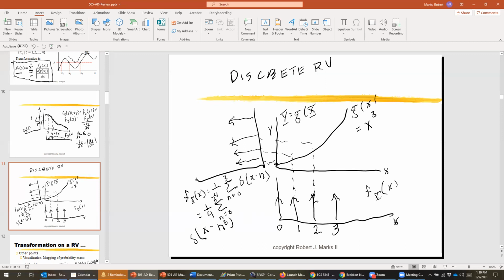So this will transform to 0. The 1 will transform to 1. The 2 will transform to 8. And the 3 will transform to 27. Clearly what I've drawn here is not to scale, but that's going to be the transformation. So the point is, for a discrete transformation, the answer is pretty straightforward. It just bounces directly off of the nonlinearity, and you get the corresponding discrete relationship. So that's pretty straightforward. Any questions on that?